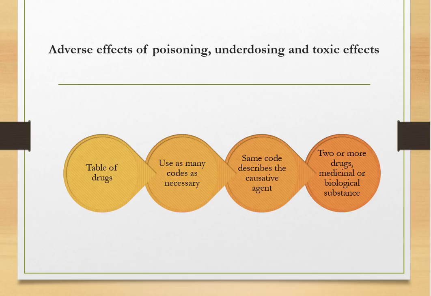All right, adverse effects, poisoning, underdosing, and toxic effects. Codes in categories T36 through T65, that's where your table of drugs is, are combination codes that include the substance that was taken as well as the intent. No additional external cause code is required for poisoning, toxic effects, adverse effects, and underdosing codes.